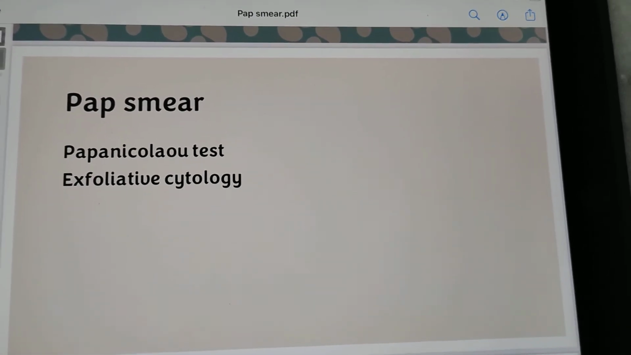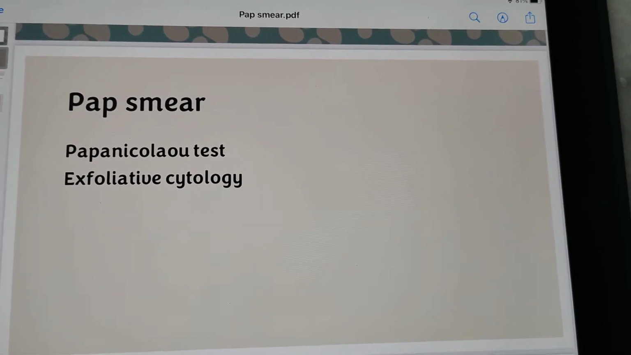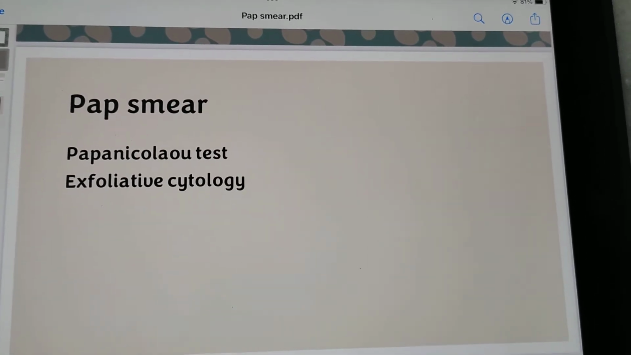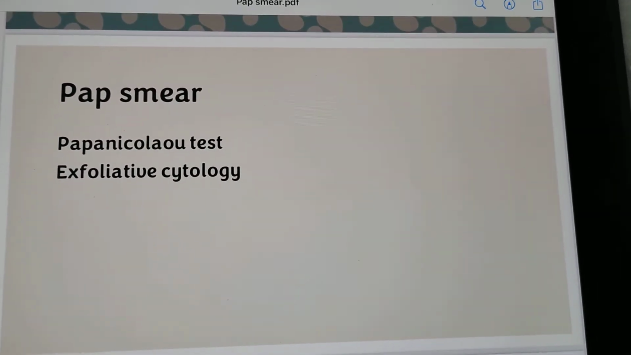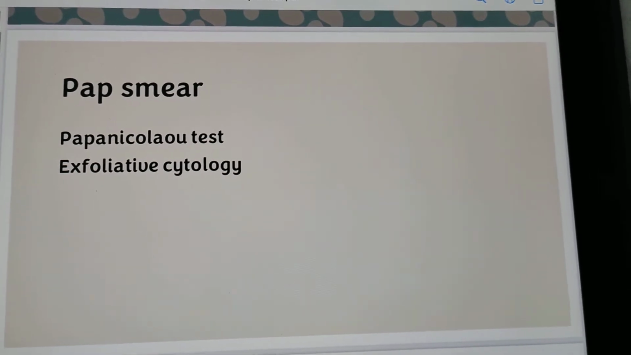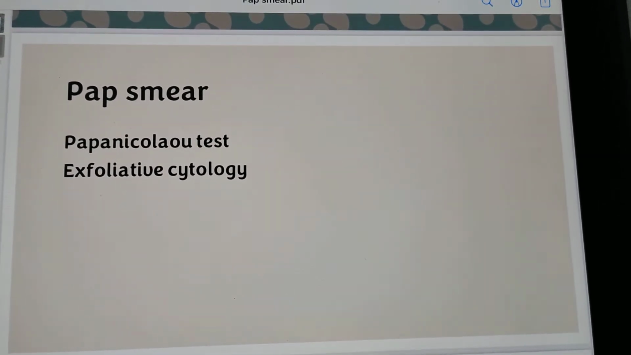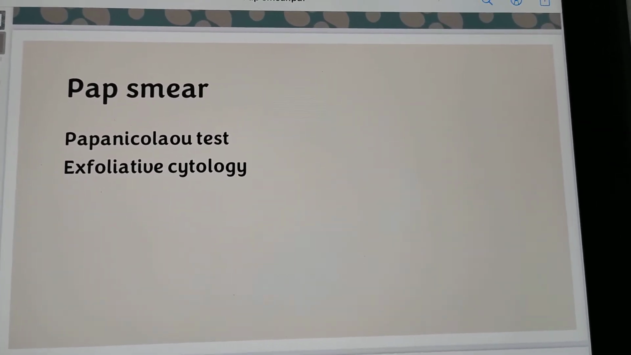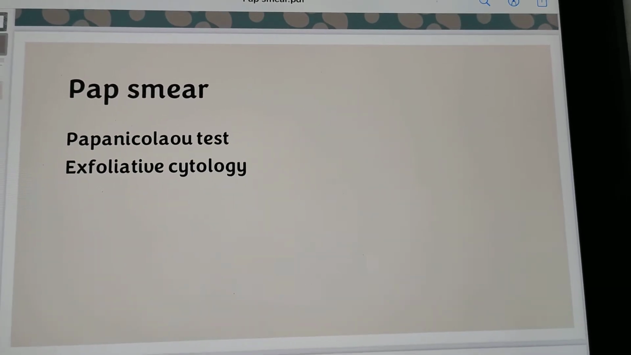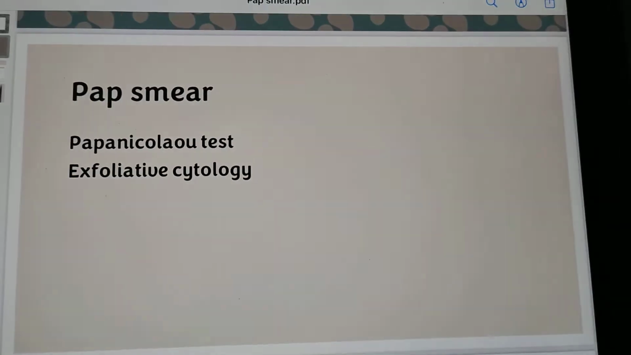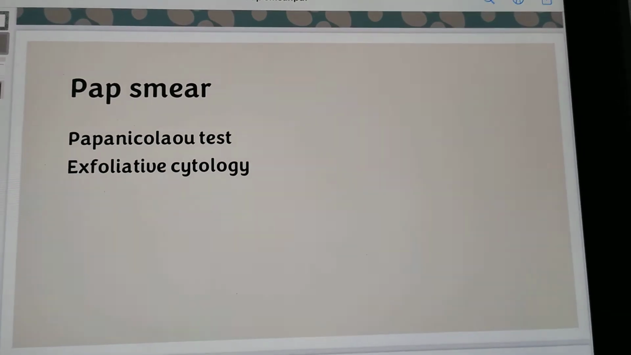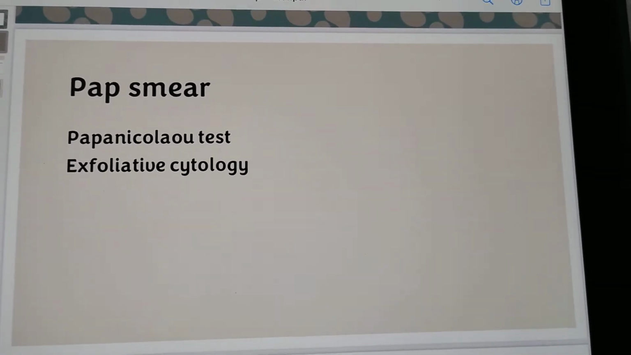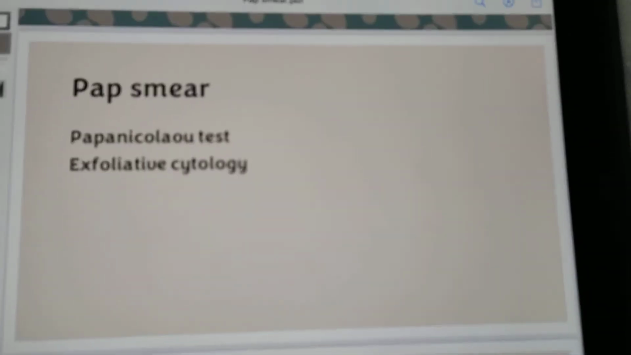Now what are the indications of Pap smear? First of all, Pap smear is just a screening test for the diagnosis of pre-malignant and malignant lesions of the cervix. Also, to determine the estrogen activity related to menopause or endocrine abnormalities. So to determine estrogen activity we need the Pap smear. So these are the two indications.